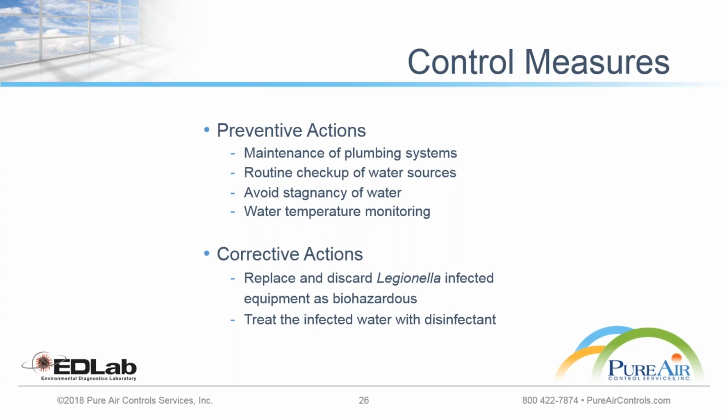Now, the corrective action: what you do once you find out that this particular water system is contaminated with Legionella. In that scenario, the very first thing is to replace and discard all the Legionella-infected equipment and dump it as biohazard, so that you remove anything in the water system, such as filtering devices, point-of-use faucets, etc., and replace it as soon as possible. Treat the infected water with disinfectant.